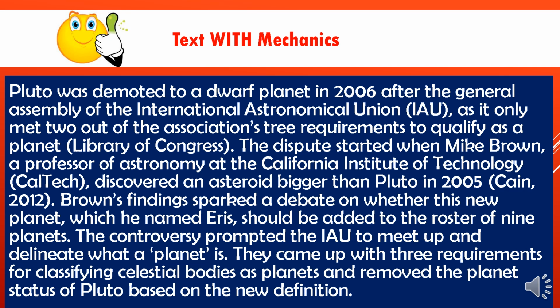They came up with 3 requirements for classifying celestial bodies as planets and removed the planet status of Pluto based on the new definition. So by just comparing the 2 texts, you'll see that the first one has a lot of errors. So this one is the adjusted one, the corrected one. This is with mechanics, and it follows all the rules in mechanics.